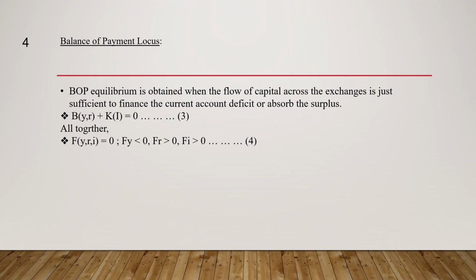Before the Mundell-Fleming model, I'm going to explain some terms, like the balance of payments locus. BOP equilibrium is obtained when the flow of capital across the exchange is just sufficient to finance the current account deficit or absorb the surplus. It means when the current account deficit offsets the capital account surplus, we get the balance of payments equilibrium.